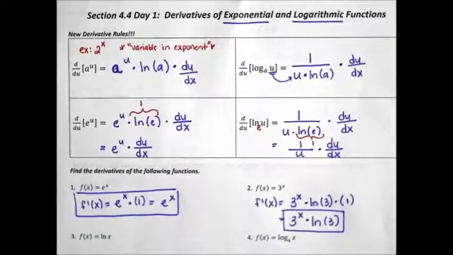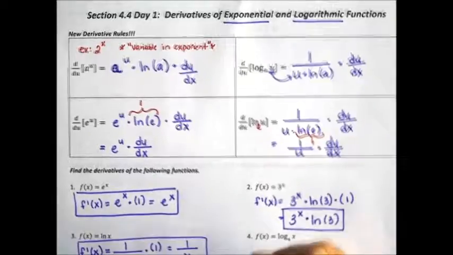Let's look at ln. We usually just say that the derivative of ln is 1 over the stuff times the derivative of the stuff, which in this case would just be a 1. So your answer would just be 1 over x.